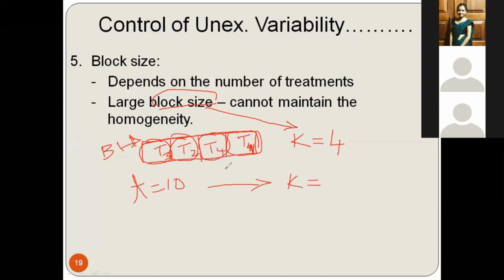If I have 10 treatments and I want to accommodate all 10 treatments in one single block, what is the size of my block? Anyone? 10. Yes, it is 10. Good. Now, let's say this is block size 4. This is block size 10.